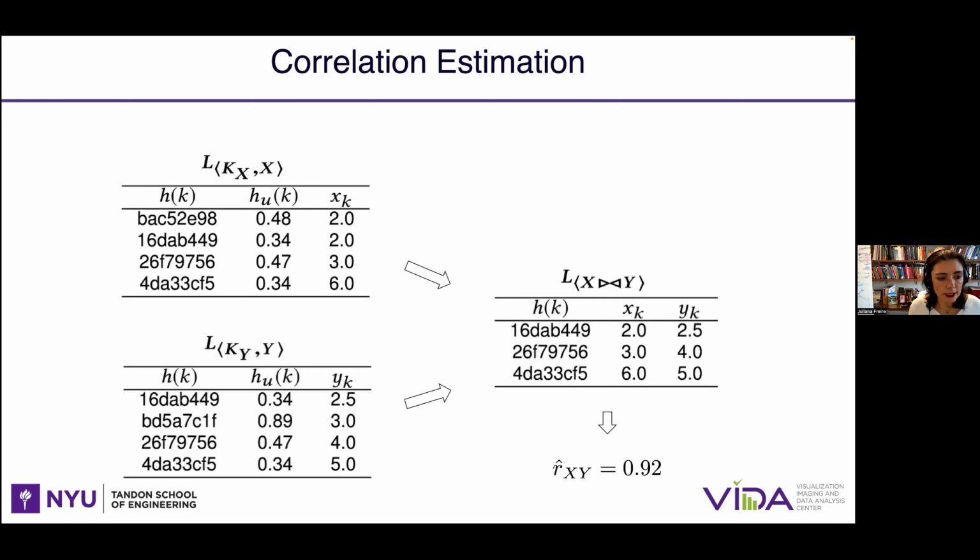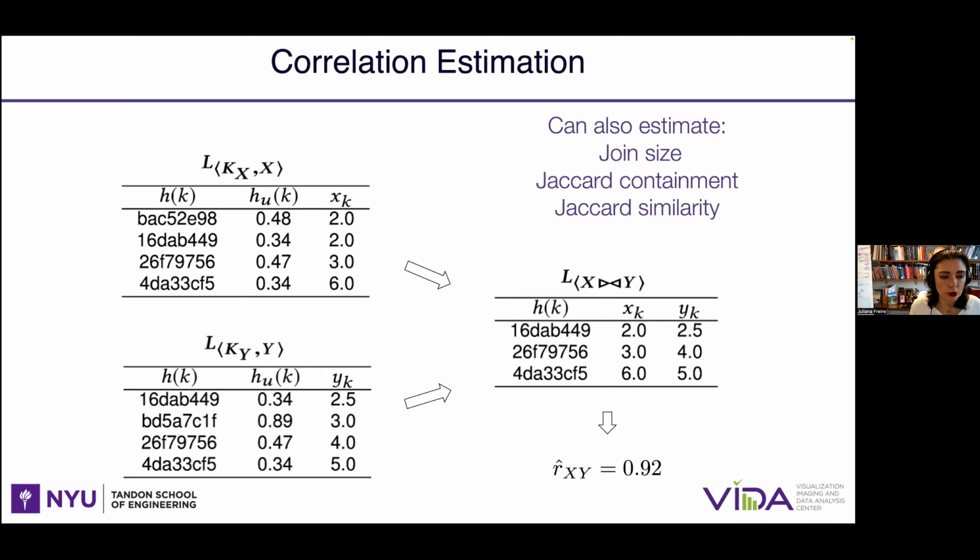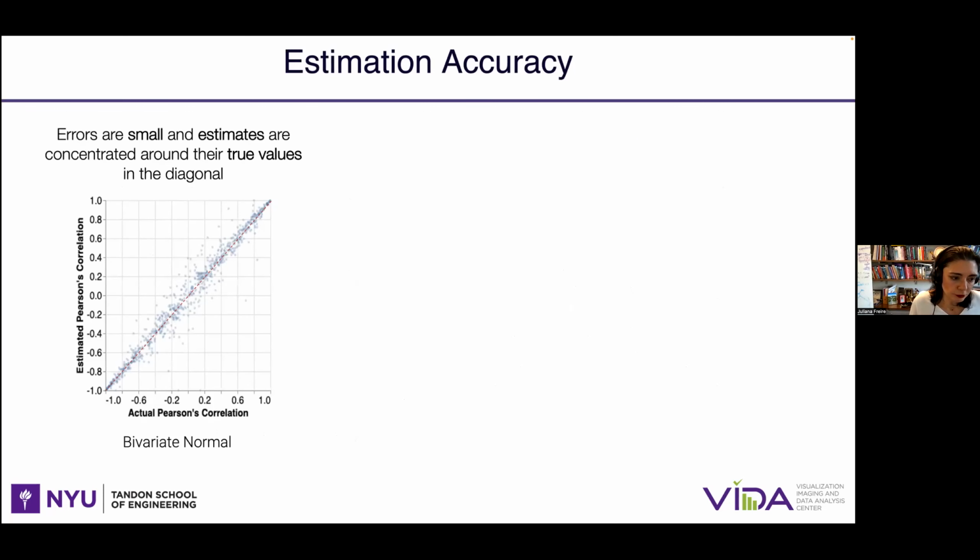And then we can apply any correlation estimate that you'd like. So as I said, you can estimate not only different correlation measures, but also join size, Jaccard containment, Jaccard similarity. So the question is, does this work in practice? So we ran a number of experiments using both synthetic data and real data.